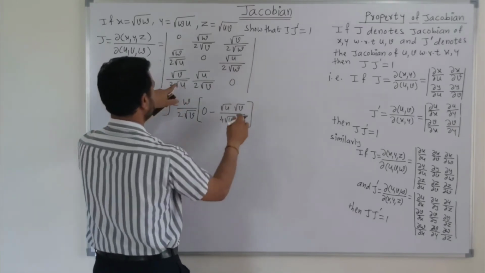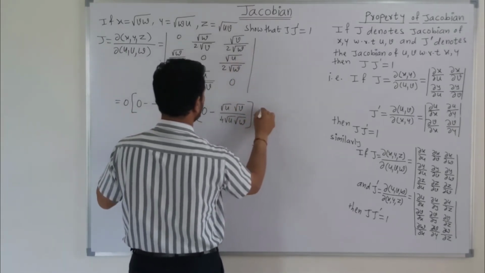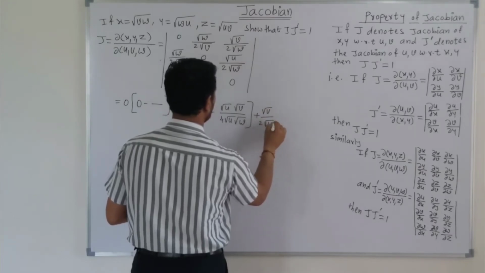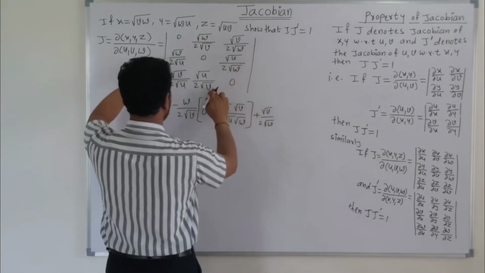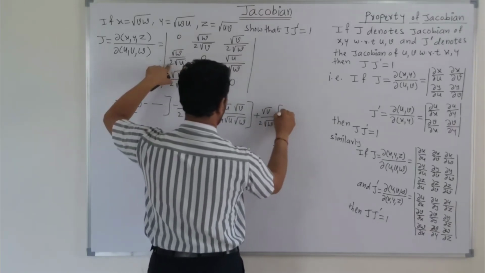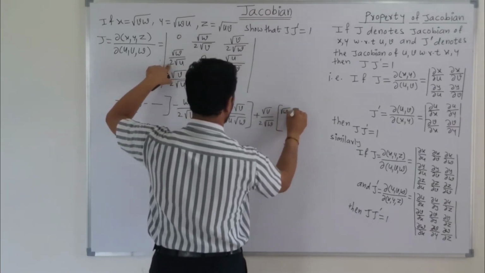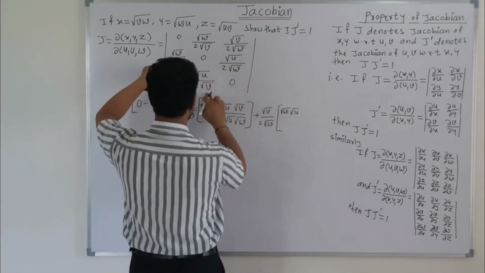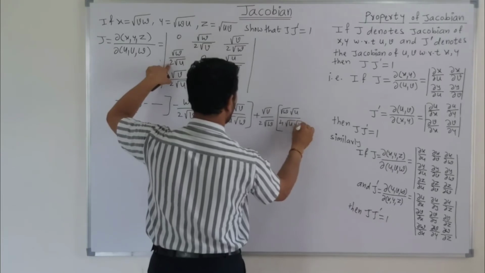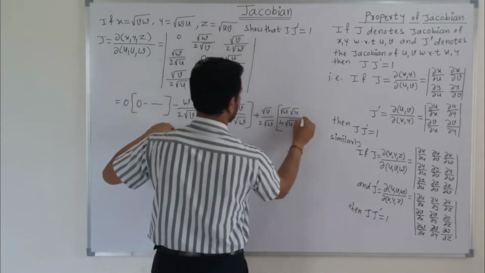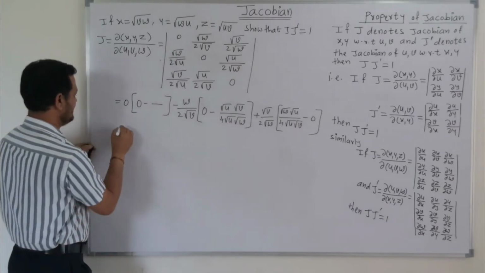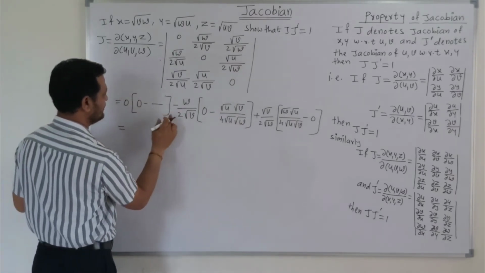So this is the first term. Then again this is plus root of v upon 2 root of w. Then take the product of these two terms, so that we get this as root of w root of u divided by 4 times root of u root of v, then this term is 0. So in this way we can easily solve this. So we can write this answer as 0.